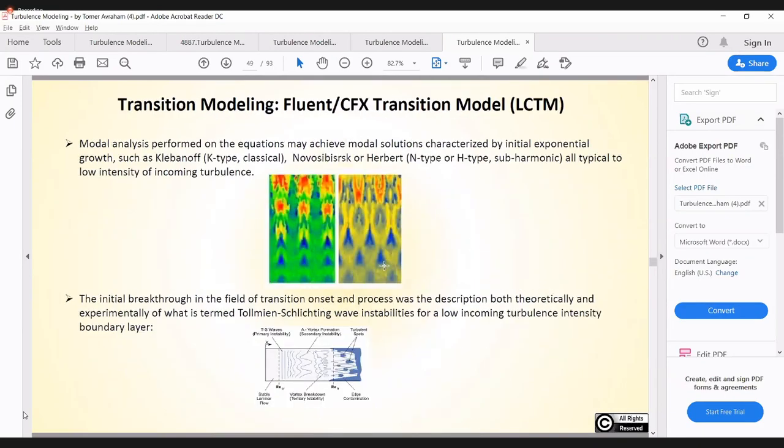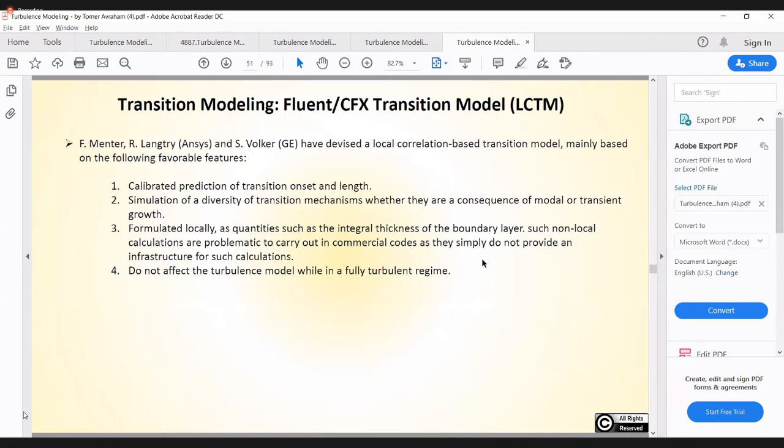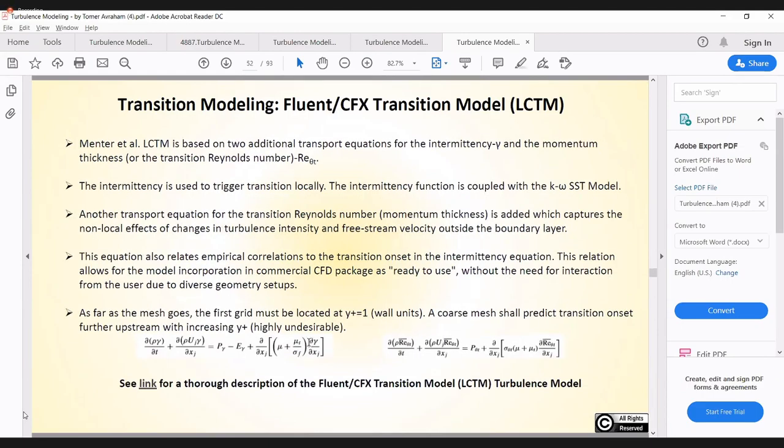And here the LCTM, you see two modes, Klebanoff modes and the subharmonic modes. It is so intrinsically complicated to get. This is a large eddy simulation done by Philipp Schlatter. I mean, assuming that you can get in one model everything to fall on one curve by two equations.